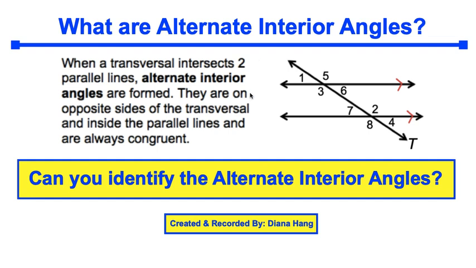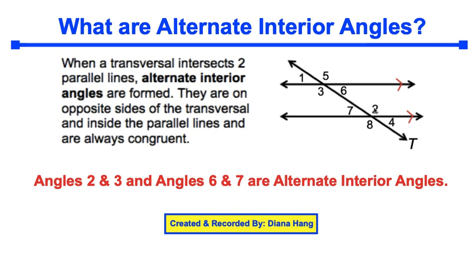Now, based on the definition, it says they are on opposite sides of the transversal. So take a look at this diagram and see if you can identify the alternate interior angles before I reveal them. Here's the answer.